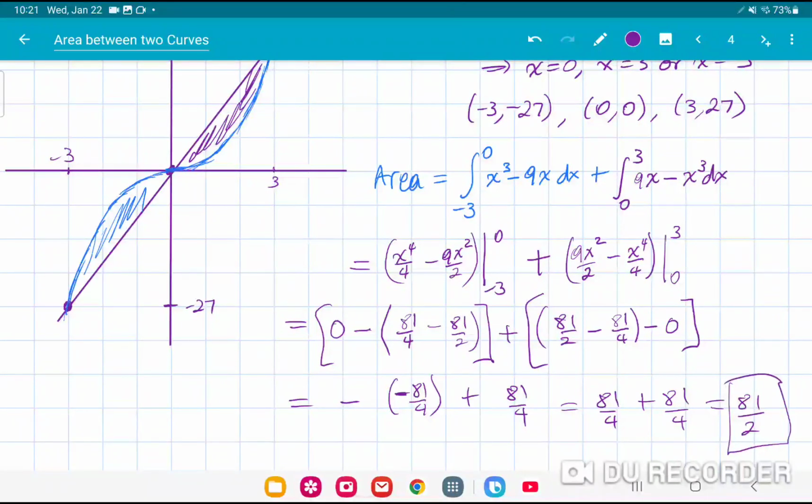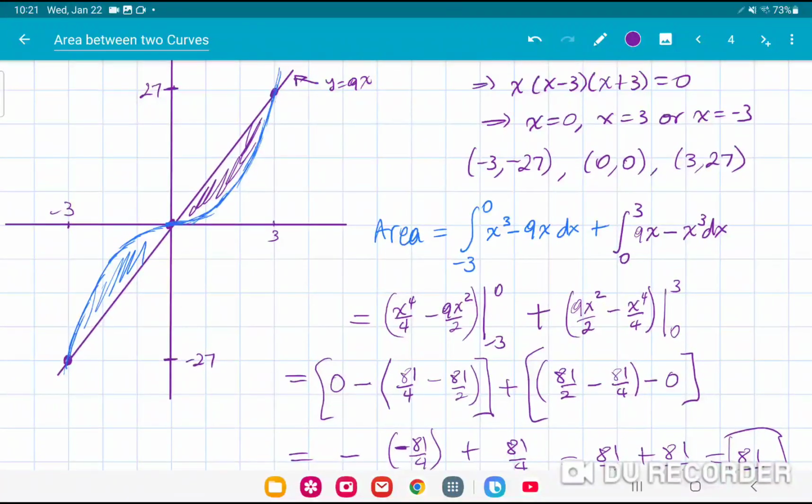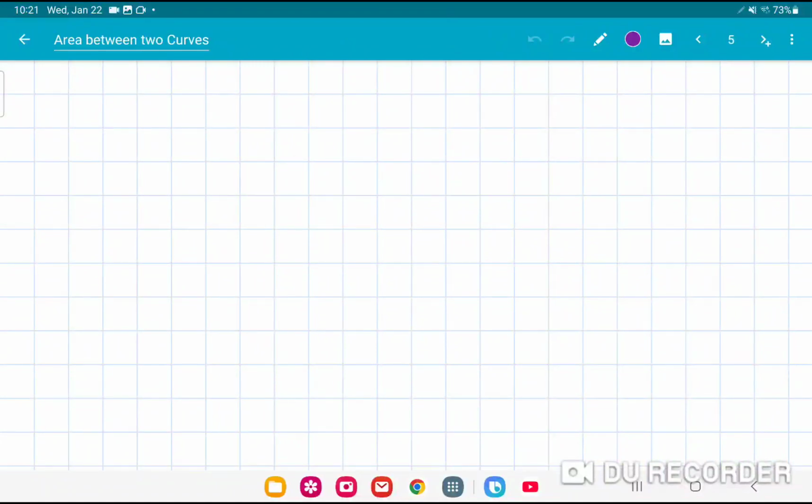Okay, so when we have a situation like this, when one function is not clearly on top and one function not clearly on the bottom, they just cross in between, then you have to separate the integrals and add each area. Okay, so in general, first thing you need to do is set the two equal. Then separate and solve.